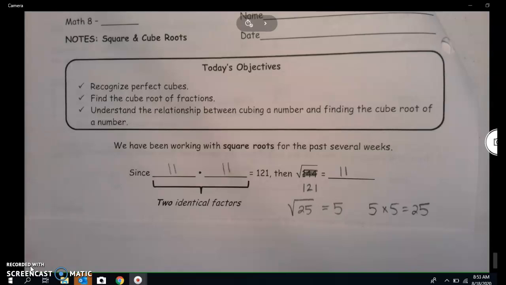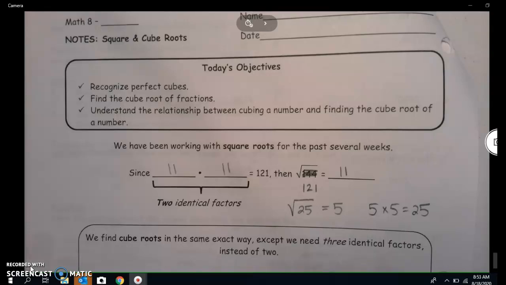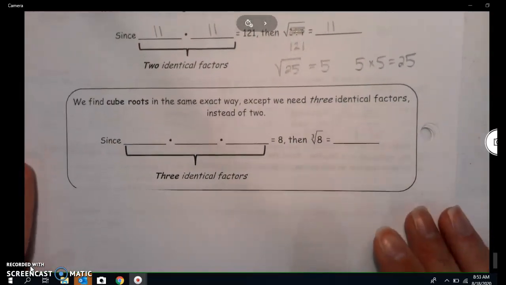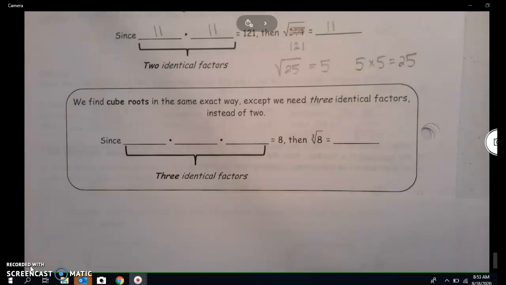The new thing we're going to learn today are what are called cubed roots. And cube roots are three identical factors because with a cubed root, you're thinking of three, or triplets, I guess we could say, triplets that multiply to get that number. So we find cube roots in the same way, except we need three identical factors instead of two.